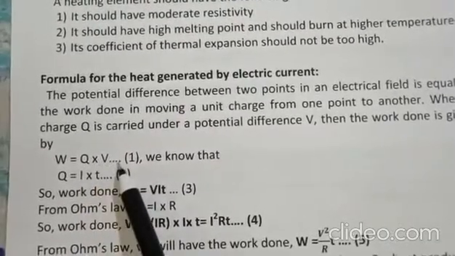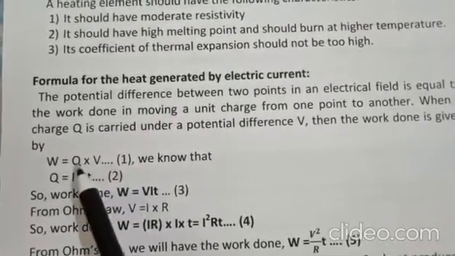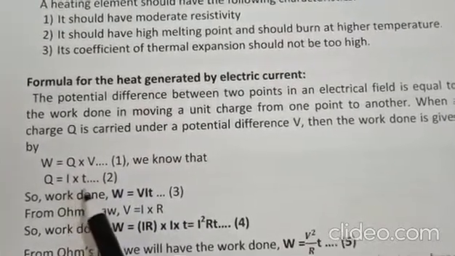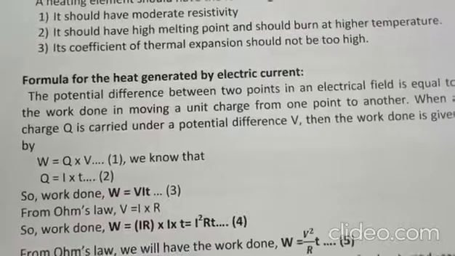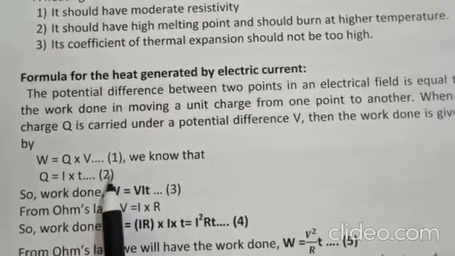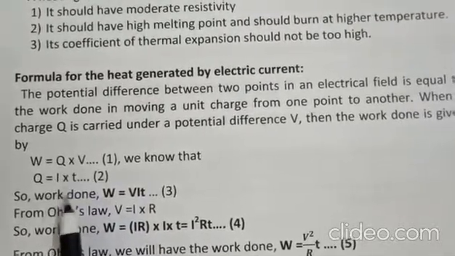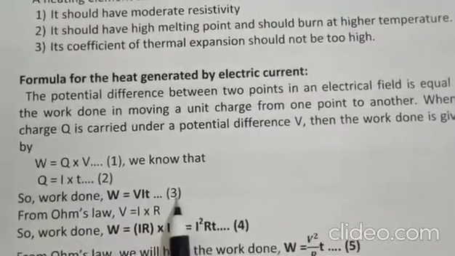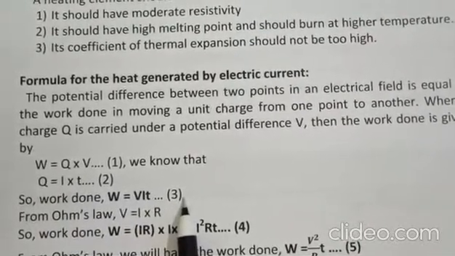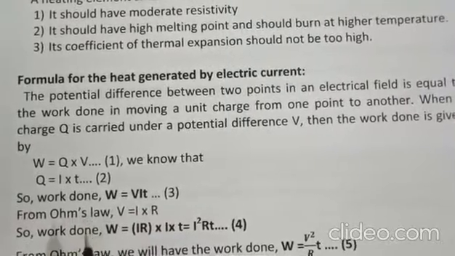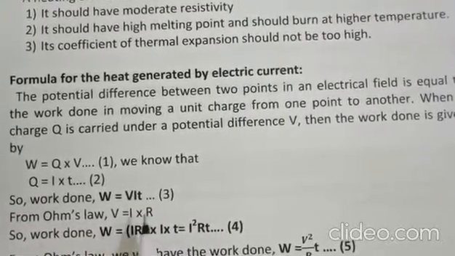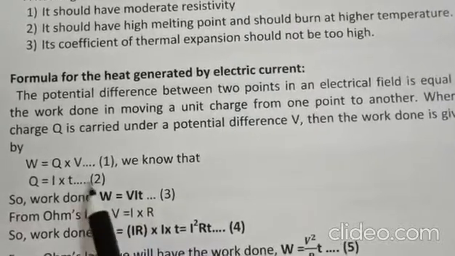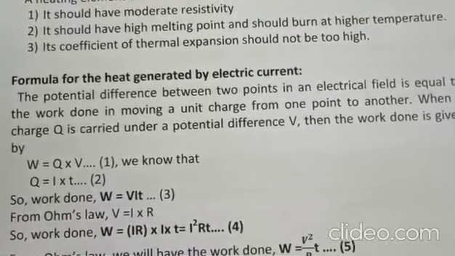So our first equation is work is equal to Q into V, and the second equation is Q is equal to I into T. Now if we put the value of 2 in 1, we will get the formula of work done as VIT. That is the third equation. So the first technique of getting the work done is the formula VIT, and how we have obtained it, putting the value of 2 in 1.